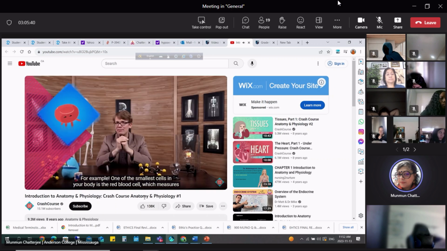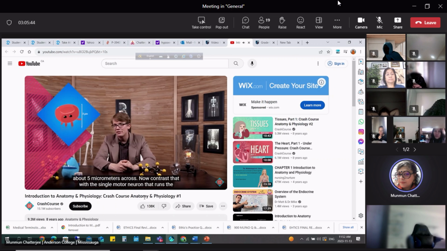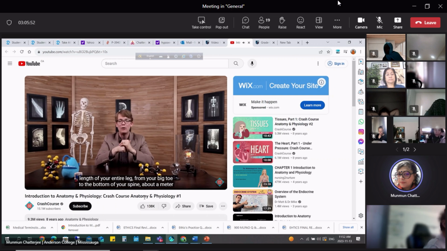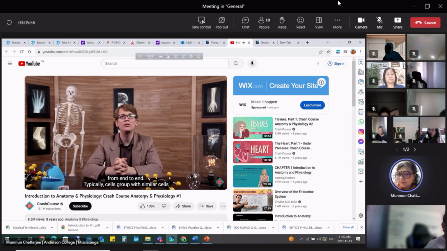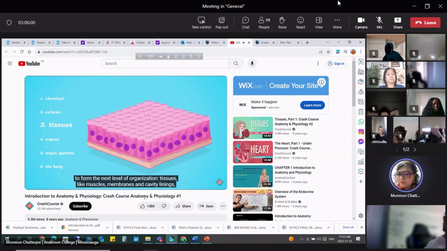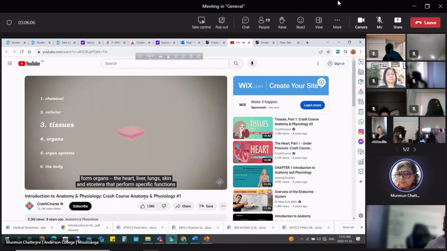For example, one of the smallest cells in your body is the red blood cell, which measures about 5 micrometers across. Now contrast that with the single motor neuron that runs the length of your entire leg from your big toe to the bottom of your spine, about a meter from end to end. Typically, cells group with similar cells to form the next level of organization. Tissues like muscles, membranes and cavity linings, nervous and connective tissues. When 2 or more tissue types combine, they form organs.